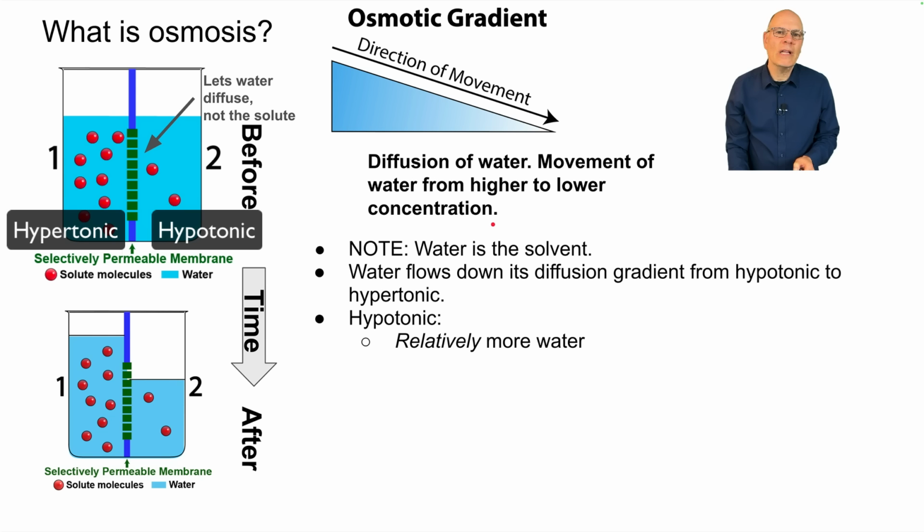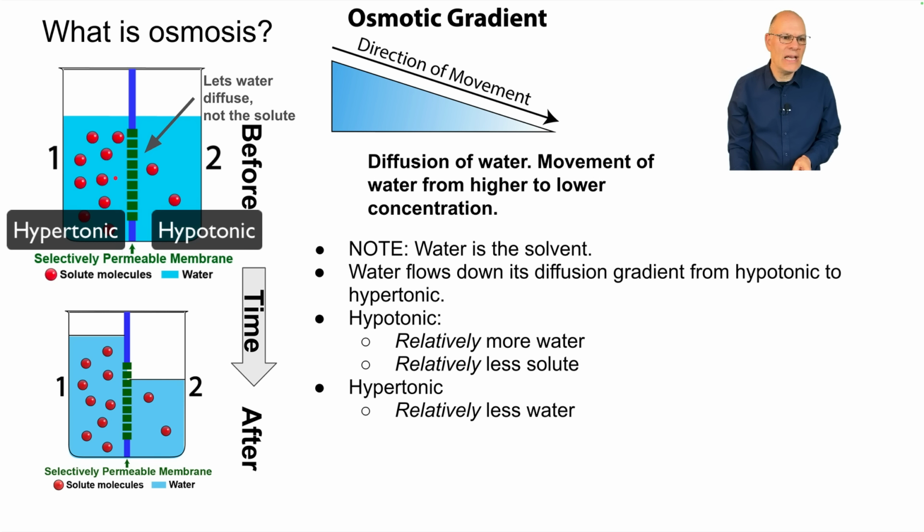Hypotonic means relatively more water and relatively less solute. And these terms are not absolute. They're always relative to another solution. So in this diagram, this side is hypotonic. It has a higher percentage of water molecules. It has a lower percentage of solute molecules. This side is hypertonic. And that means that it has relatively less water, a lower percentage of water molecules, and a higher percentage of solute molecules. But that's this compared to this.